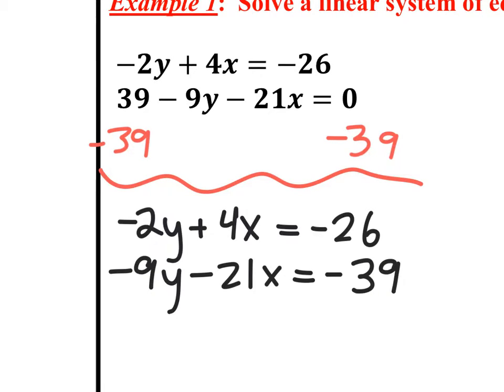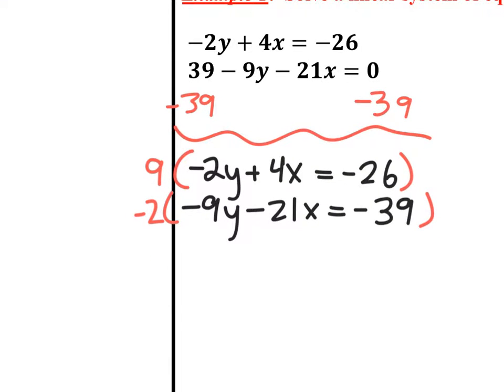My least common multiple between these two would be 18. And so you said the top by what? 9. Bottom by? -2. Okay. So then the top would be -18. The bottom would be +18. Yay, let's rewrite it again.